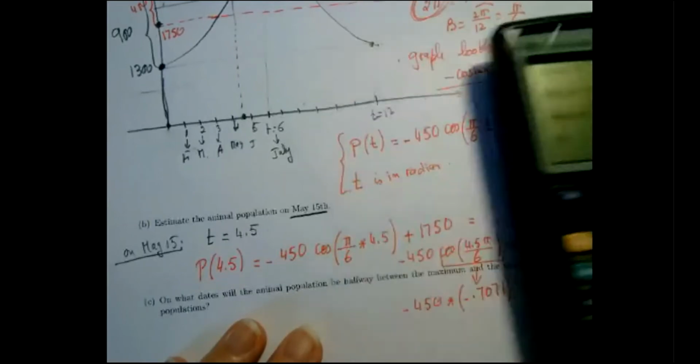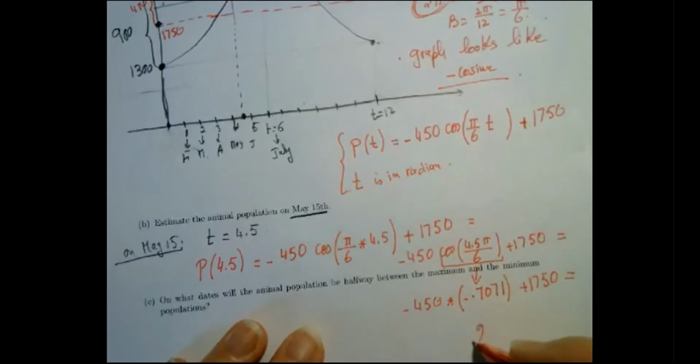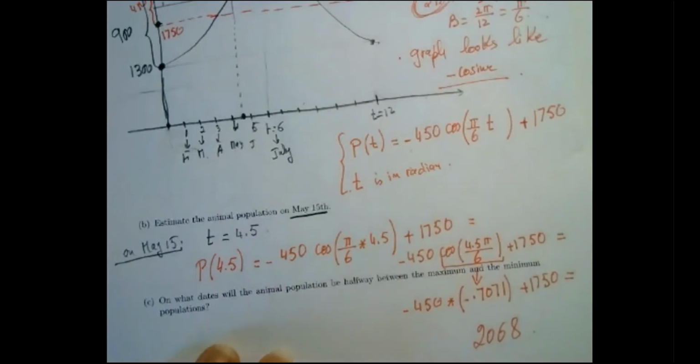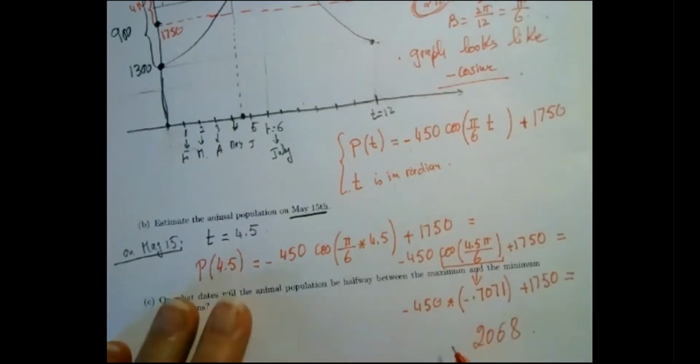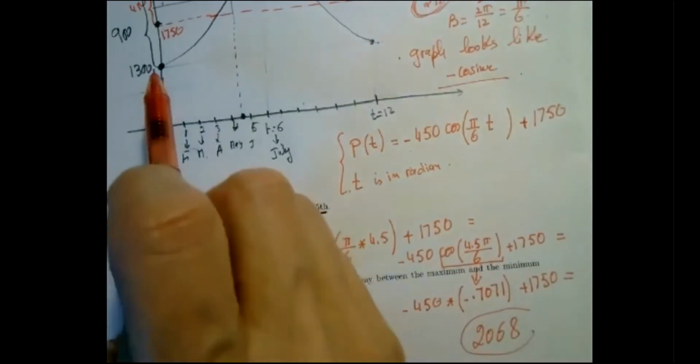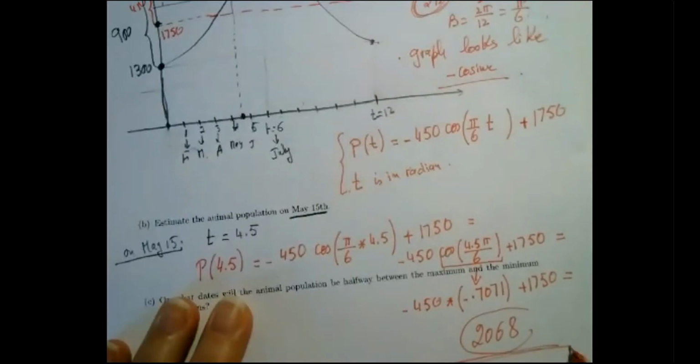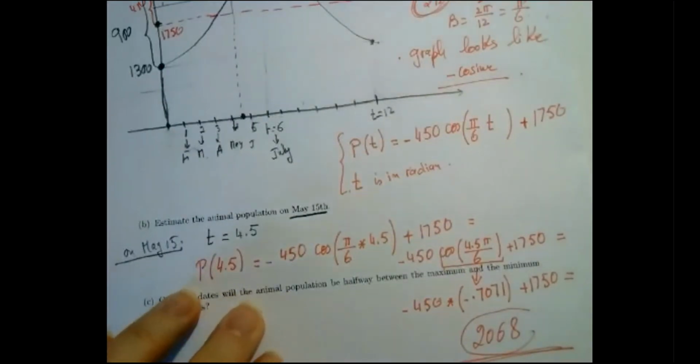I'm getting 2068. Since I'm talking about population, I'm going to drop the decimal after that. Exactly. So we get 2068. It means on May 15, the population grew to 2068 people. Okay.